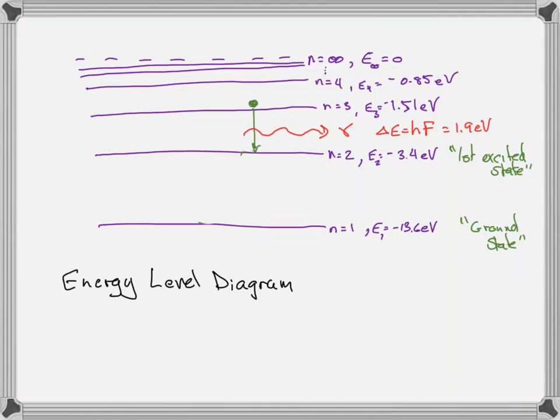Or the electron is going to go from that n equals 2 state all the way down to the ground state, and it's going to release a photon of delta E equal to 13.6 minus 1.51, which is 12.1 eV photon, right? So that's hence the line spectra, right? Those are the individual colors that the atom can radiate.